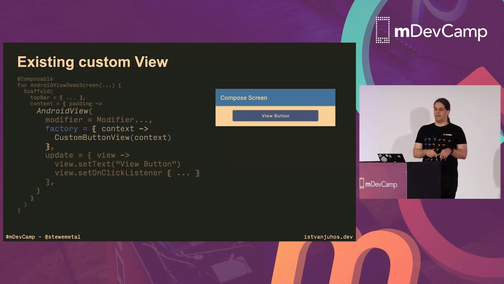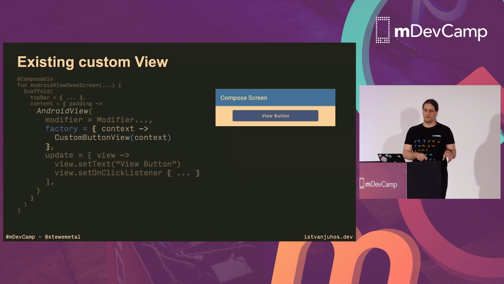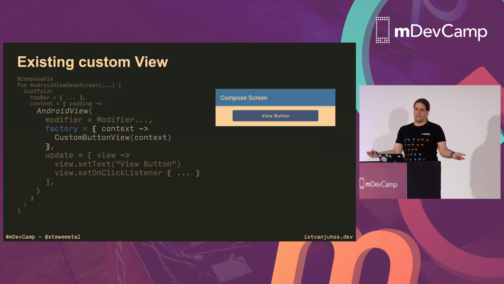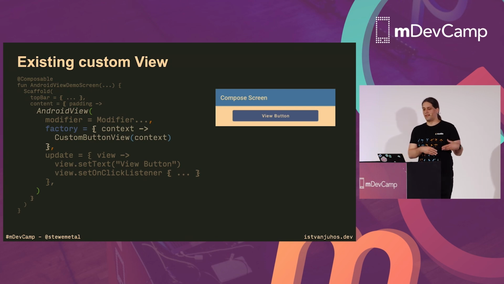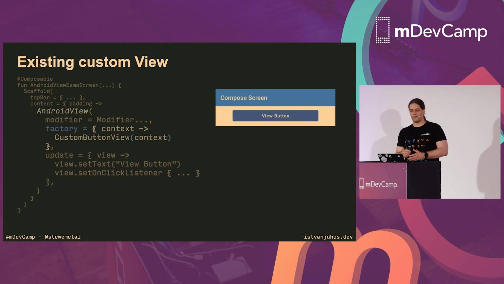So this factory callback is actually called when the Android view composable enters the composition. So when it enters the composition, you can instantiate a view, and that view will be stored with some mechanic inside Android view and in the composition.